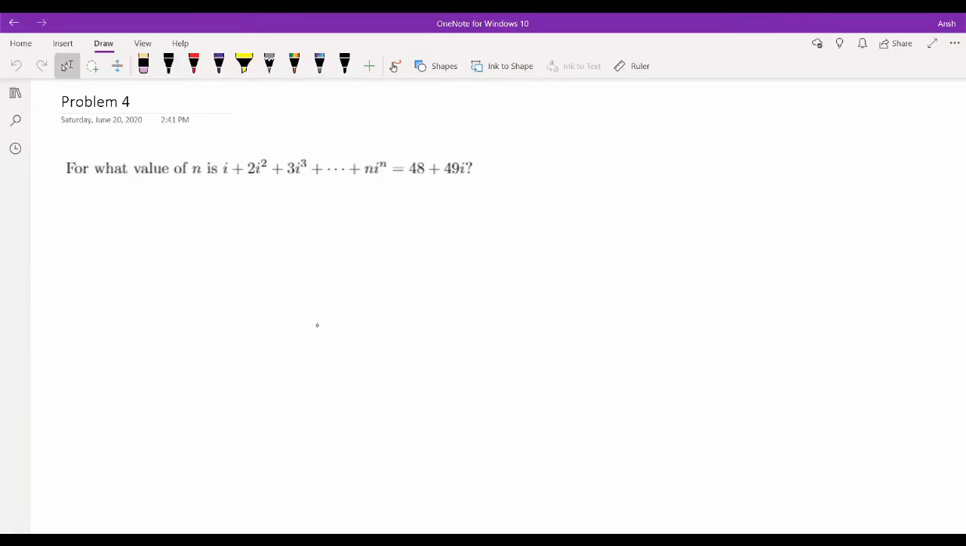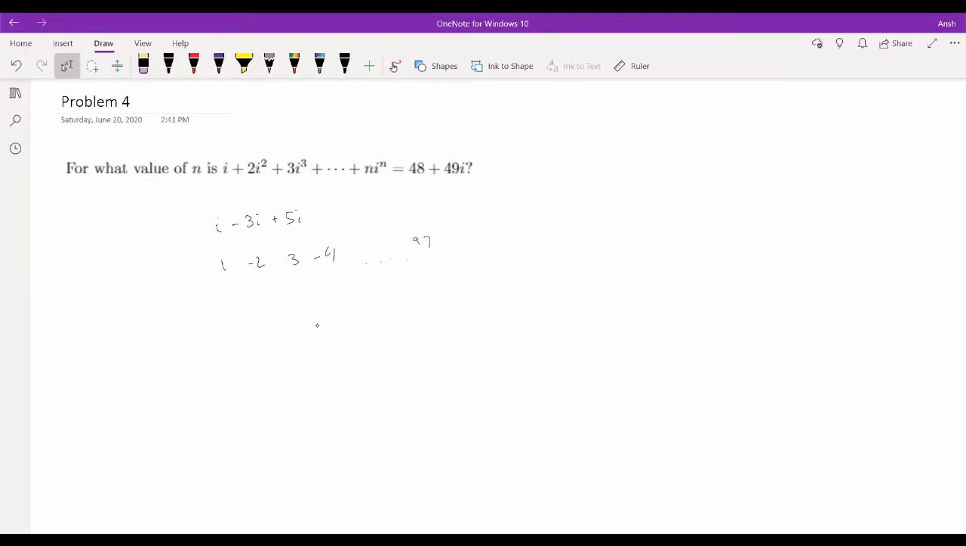So first, let's look at the imaginary parts. We'll have this i. This 3i cubed will simplify to minus 3i. The next term would be plus 5i, and so on. So the sum itself alternates: 1, negative 3, 5, and so on. Which means that 49 should be the 49th imaginary coefficient, which will be 97.